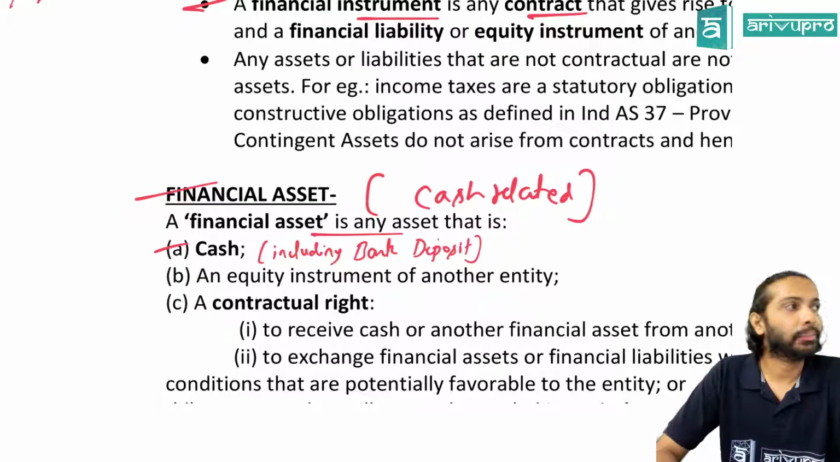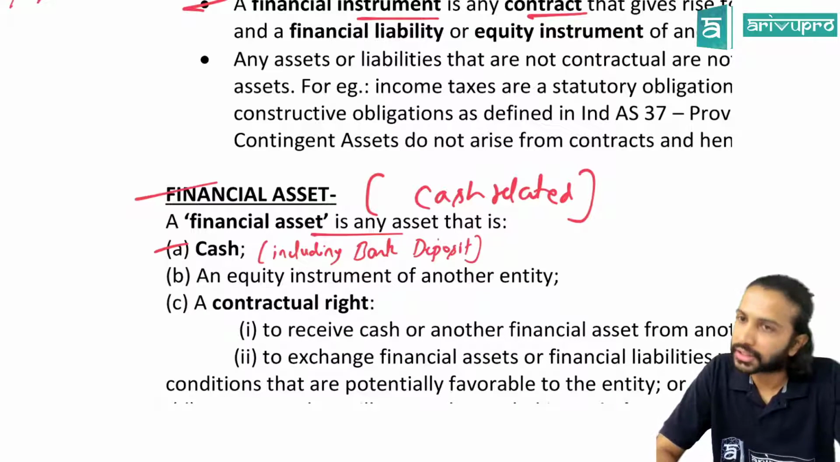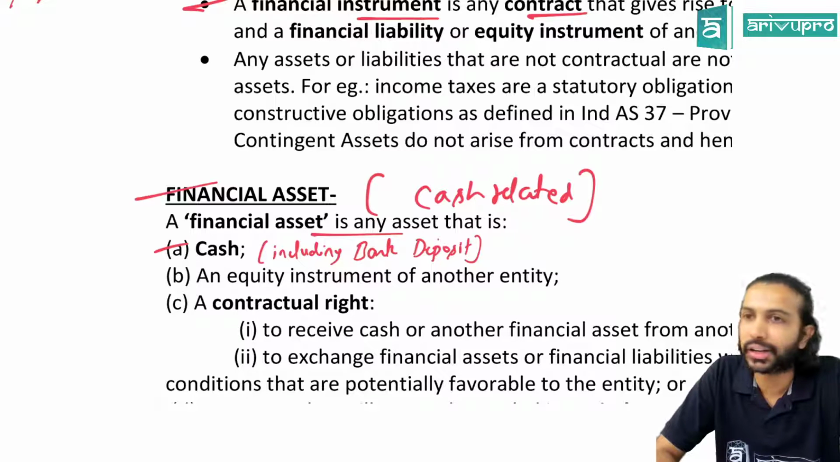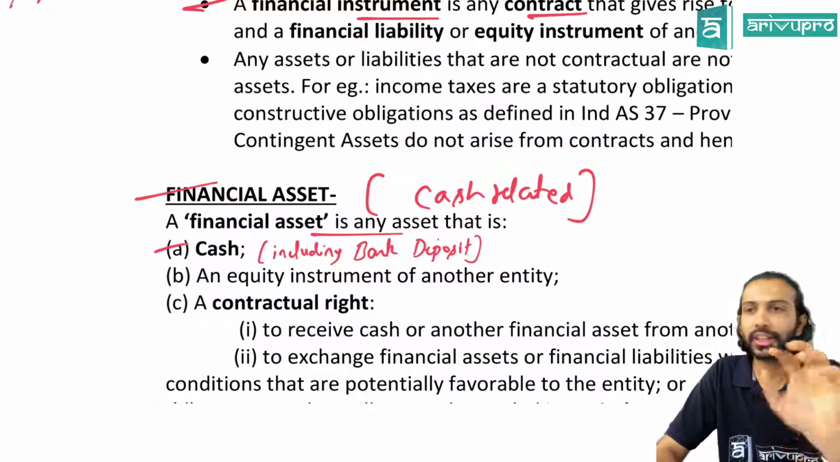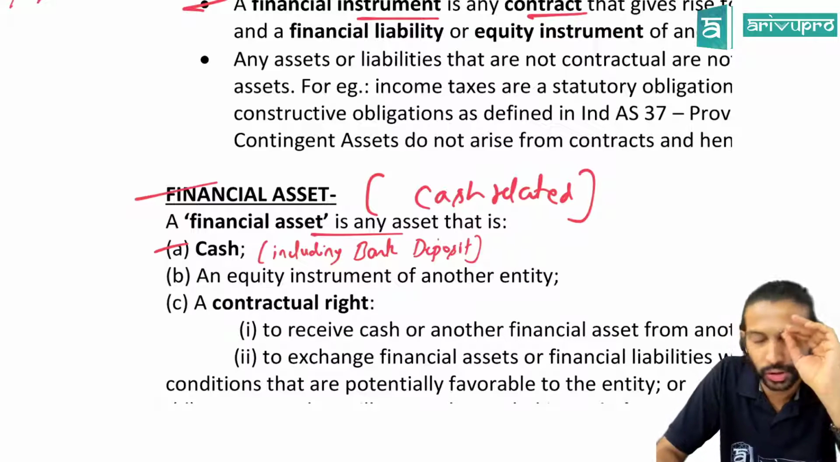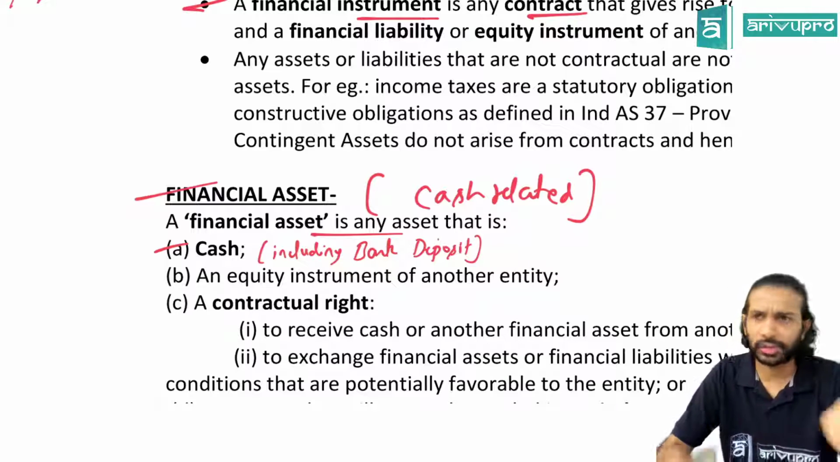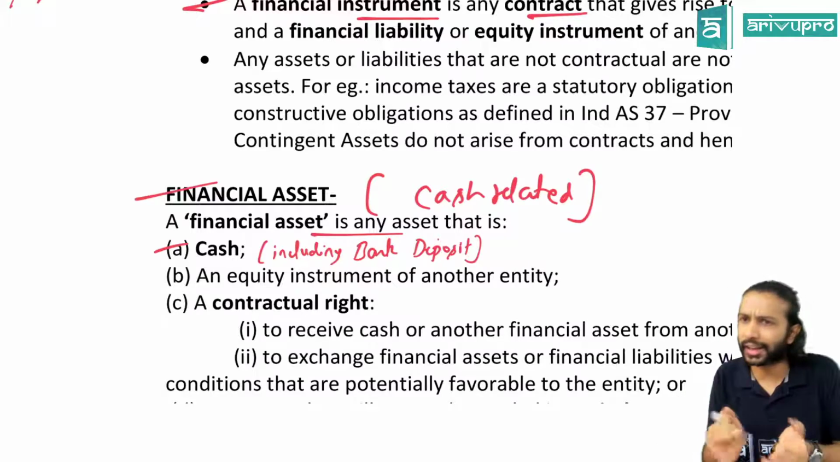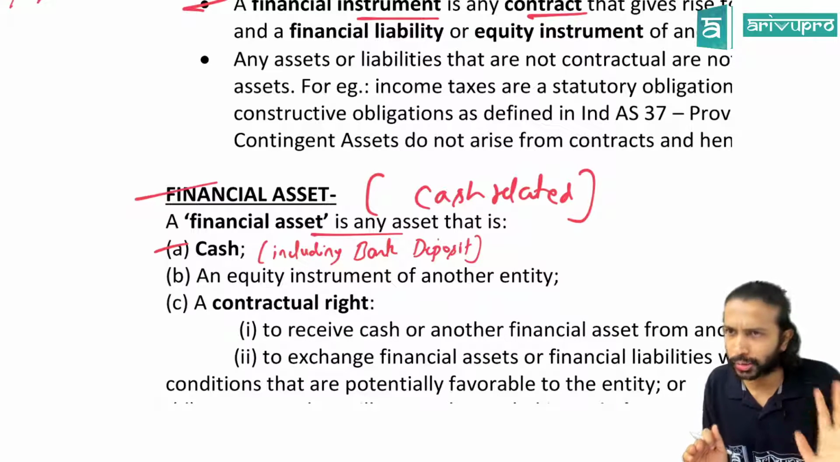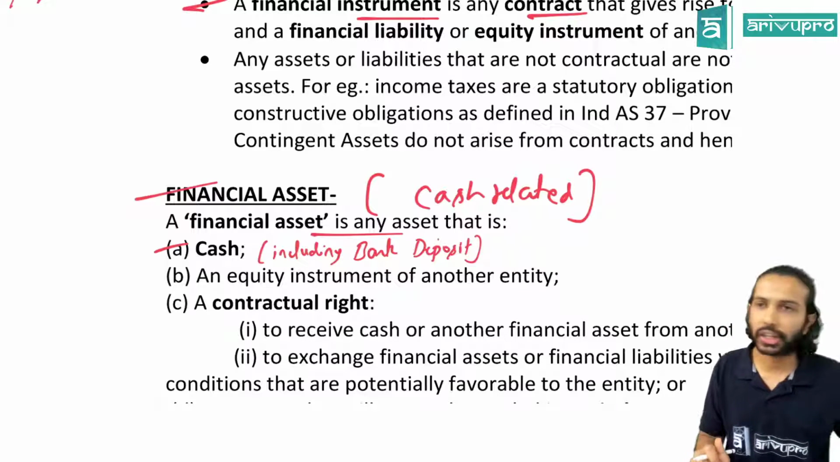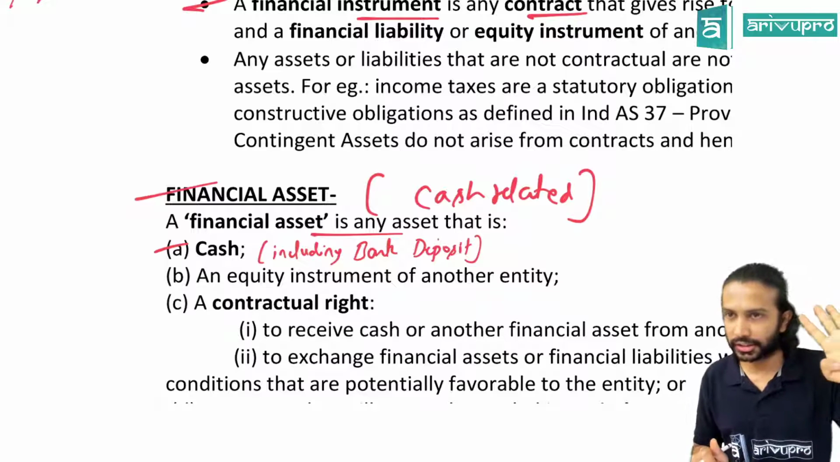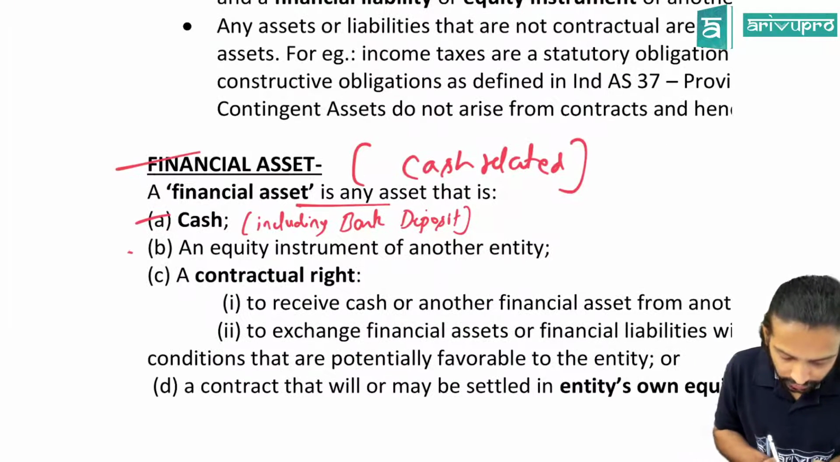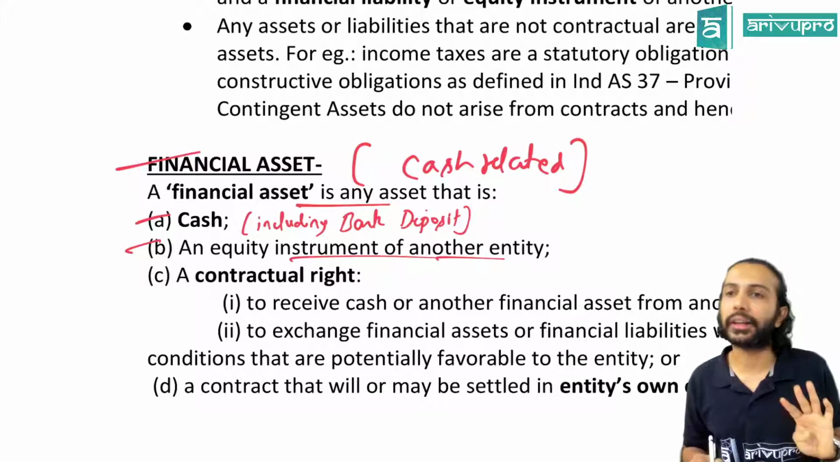So if you have had any bank deposits for 1 year, 2 years, 5 years, 10 years, or if you have some balance in your savings bank account, or any balance in your current account, all those will be treated as a financial asset because it has got to do with cash. Not necessary that cash you have to receive immediately, sir. It's got to do something with cash. Bank deposit means if you invest for 3 years, you'll get the cash back after 3 years, correct or no? So it's cash related. So hence cash including bank deposits is your financial asset. Easy? Okay.